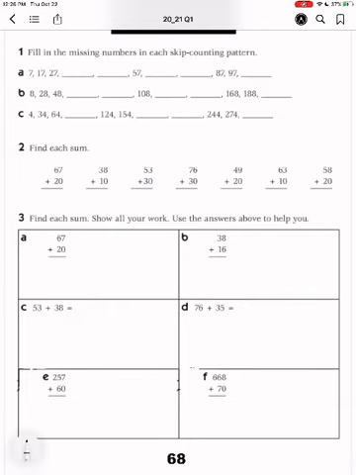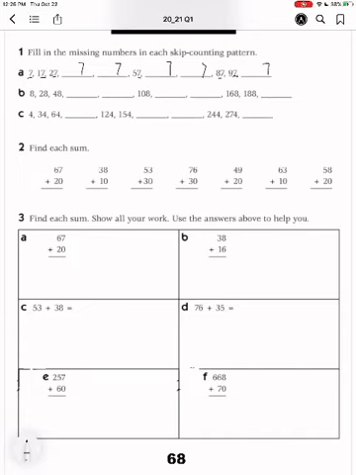All right, fill in the missing numbers in each skip counting pattern. So as you look at these patterns, you've got to say to yourself, okay, what do I see? If I look at these, oh, look, there's a 7 in each one of these. So based on the pattern that I see, I think I can say that every number is going to end in 7. So I'm going to go through and put 7s on there.